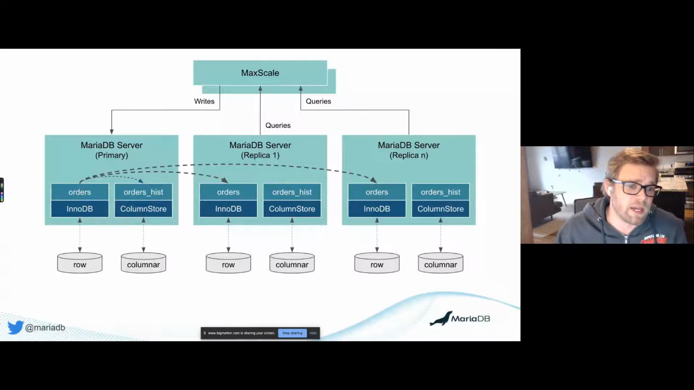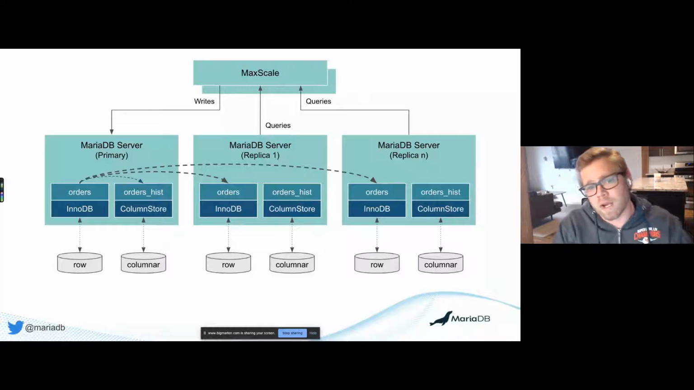But what you don't see here, in replica 1 and replica n or any of the replicas, you don't see it asynchronously replicating from orders into the orders history table. And that's because that is done through a distributed process, right?